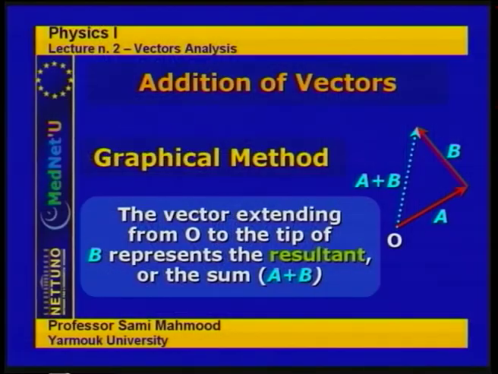The sum of the two vectors, A plus B, or the so-called resultant of the two vectors, is the vector extending from point O to the tip of vector B. So this dashed arrow on the figure represents the resultant of A plus B.